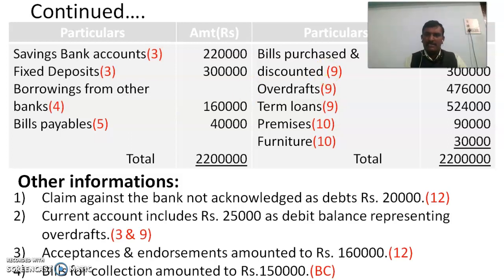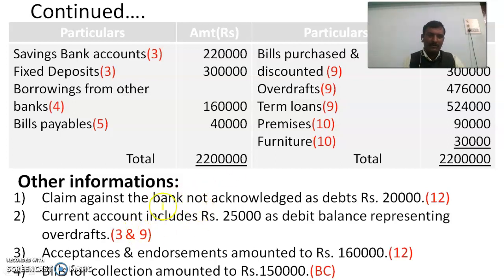Likewise, bills purchased and discounted is an item of advances, which comes under schedule number 9. Overdraft and term loans, these two items also come under advances, which covers schedule number 9. Then premises and fixtures or furniture are fixed assets, so these are to be taken to schedule number 10.